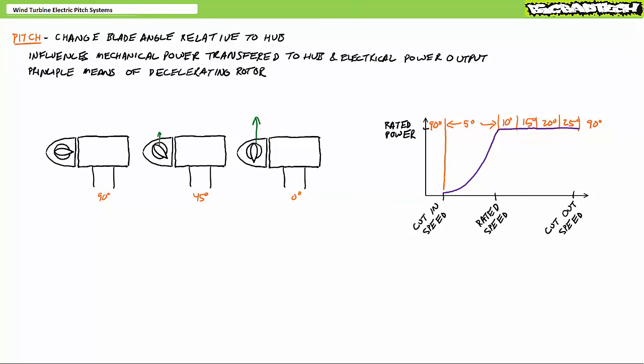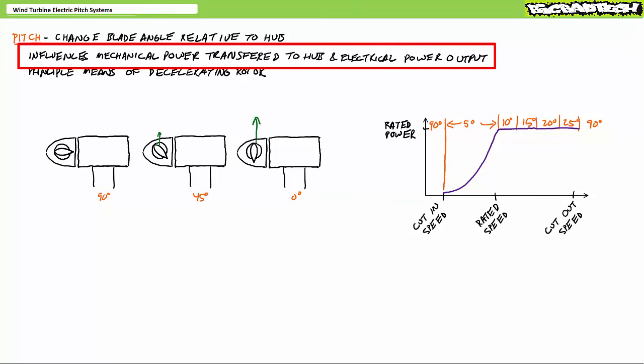At speeds above the cutout speed, the turbine effectively ceases production by aerodynamically braking the rotor with an extreme blade pitch angle of 90 degrees, such that lift forces of the wind cease being transferred to the hub. Long story short, pitch control regulates how much wind power input is converted to electrical power output.